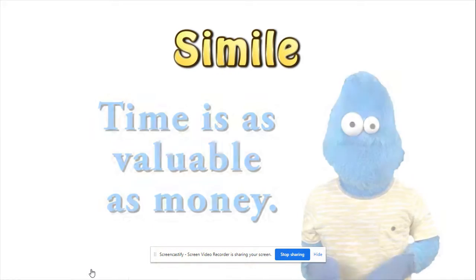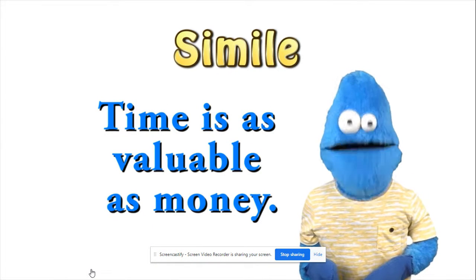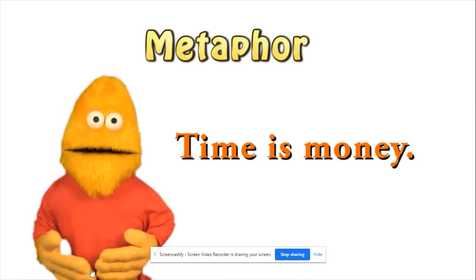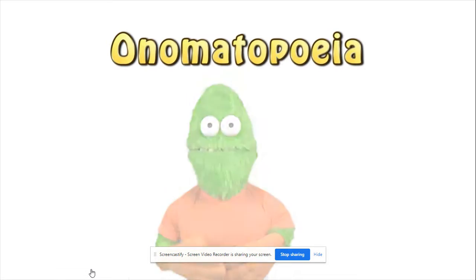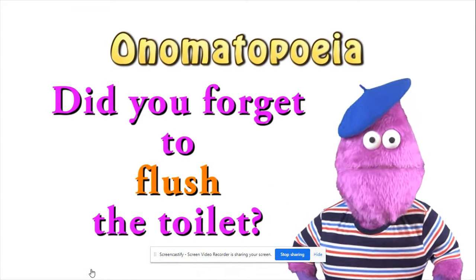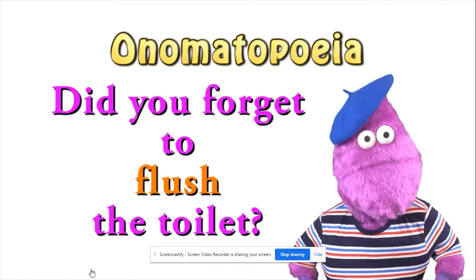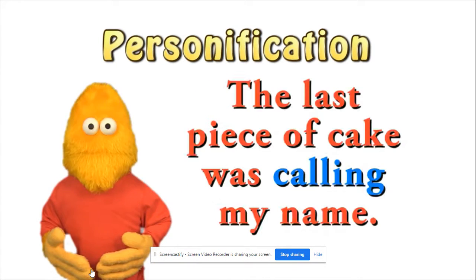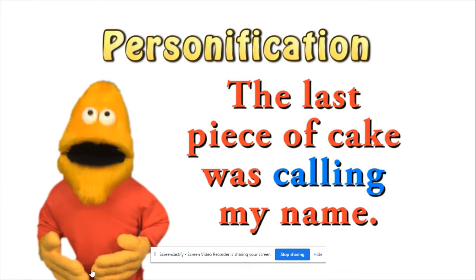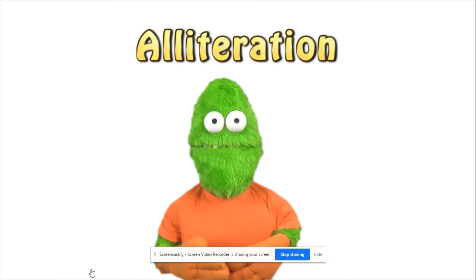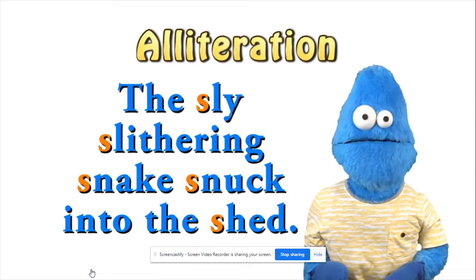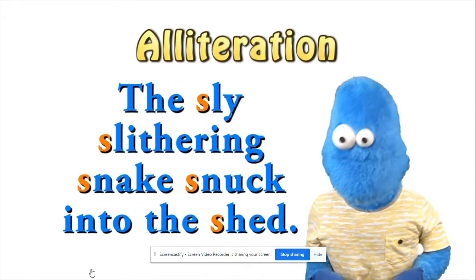Simile! Time is as valuable as money. Metaphor! Time is money. Onomatopoeia! Personification! The last piece of cake was calling my name. Alliteration! The sly slithered snake stuck into the shed.